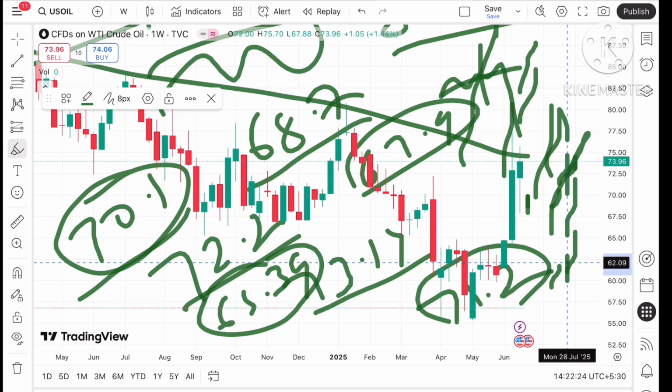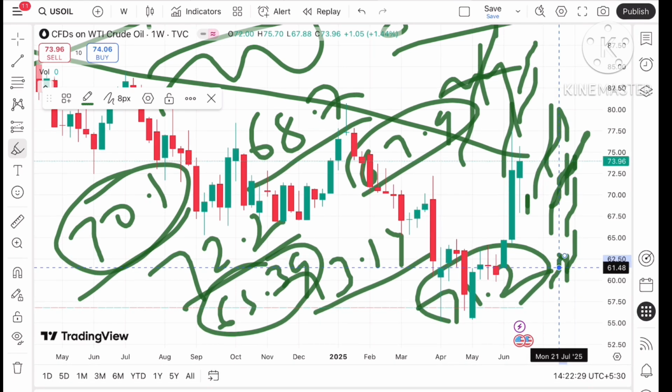And if the price falls below this level, we can see the price can move towards 63, and then to a level of 61 after 63, we can see a level of 61.39.